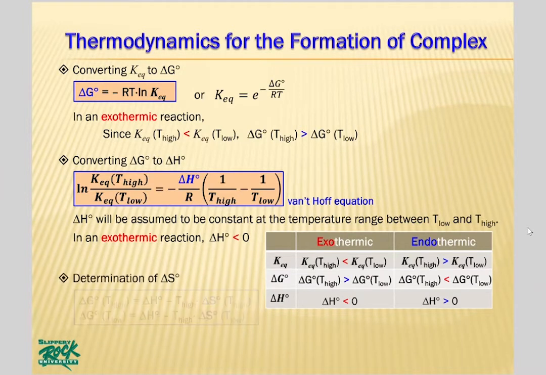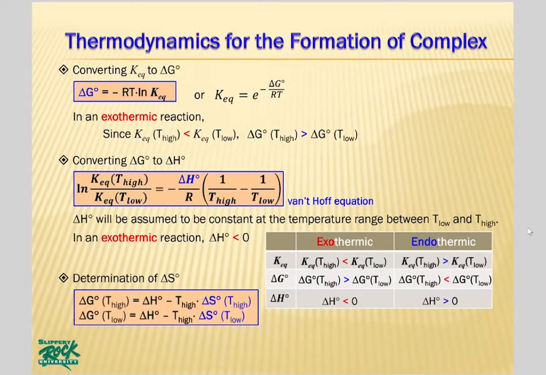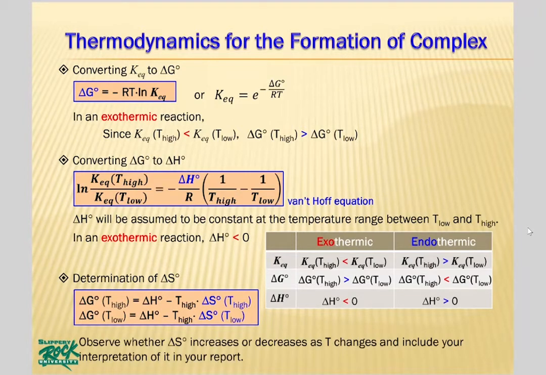The last step is to determine two delta S naught values at two temperatures, utilizing the equation delta G naught equals delta H naught minus T times delta S naught. Observe whether delta S naught increases or decreases as temperature changes, and include your interpretation of the trend on the change of delta S naught in your report.